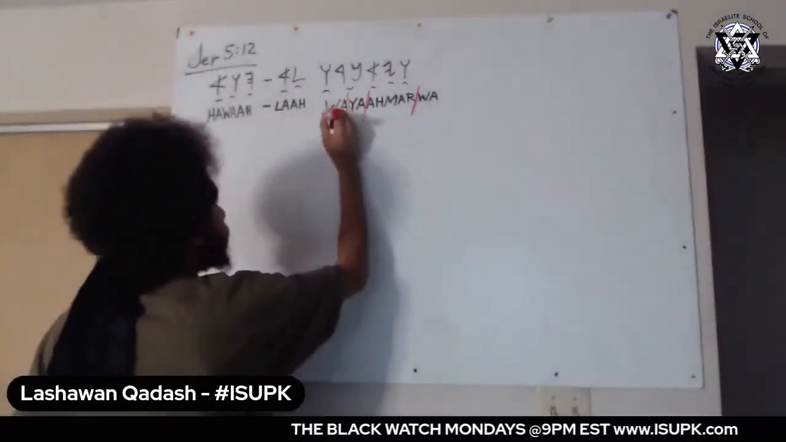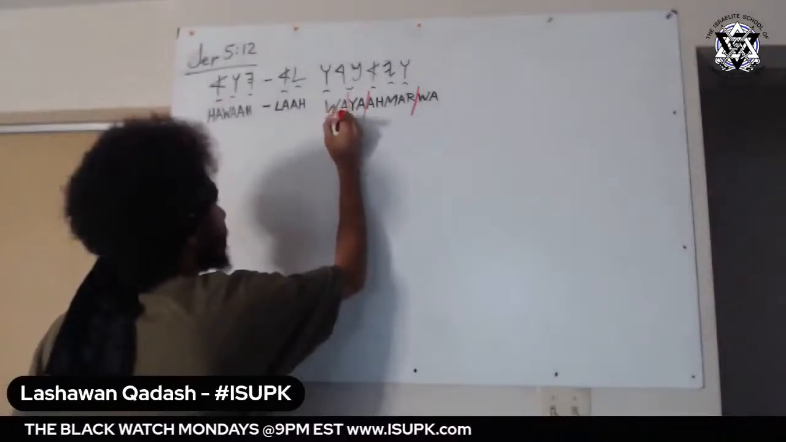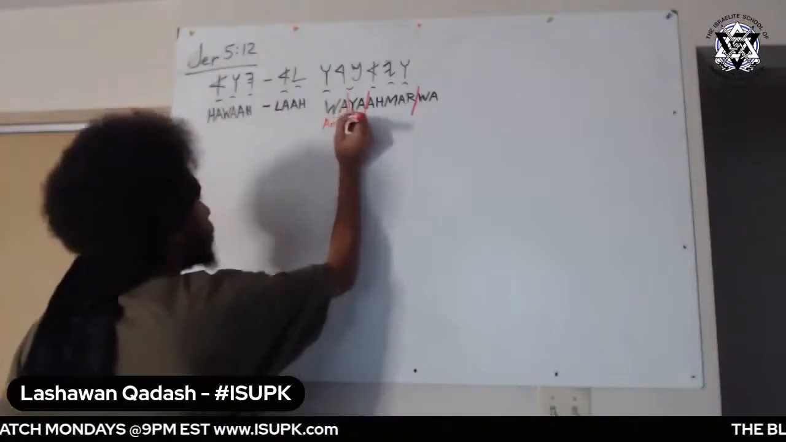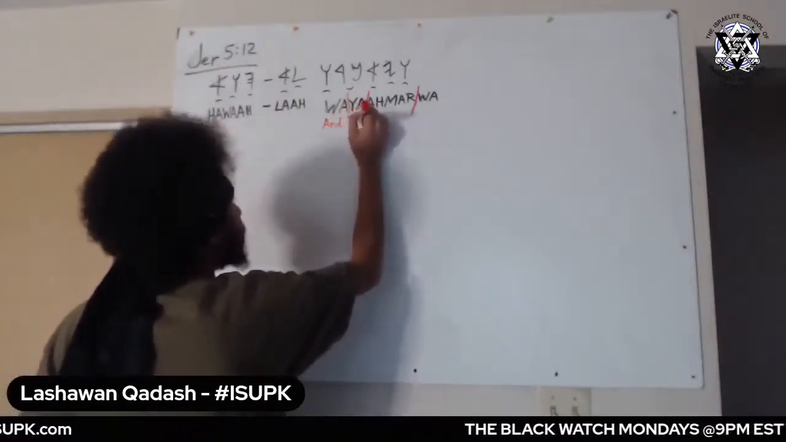Otherwise, wa means and, right? A and D. Ya means he. Okay.